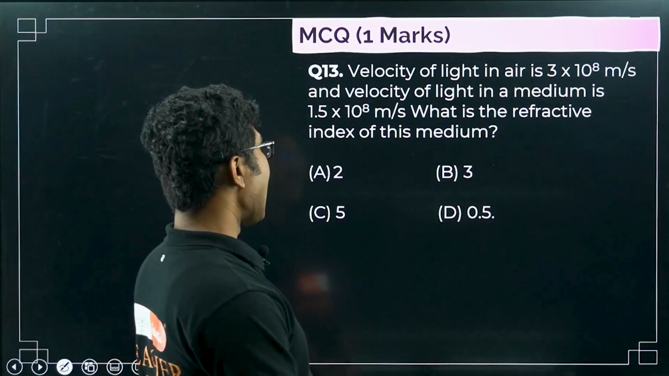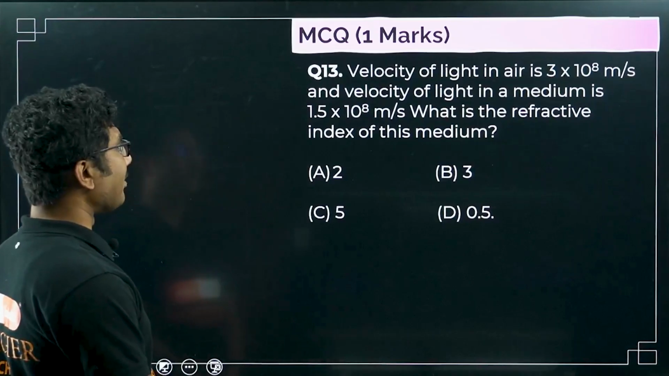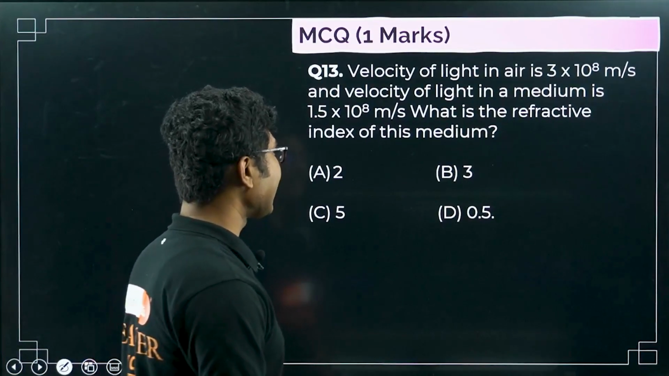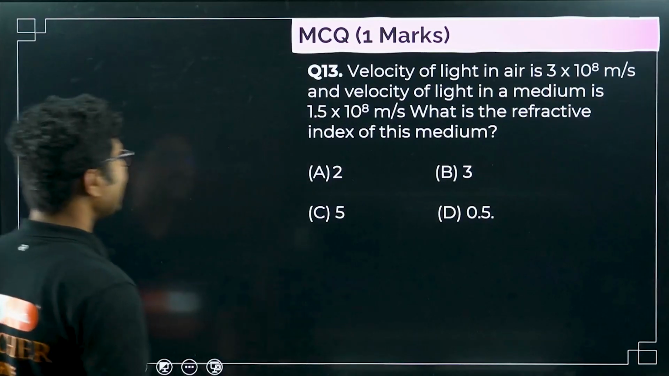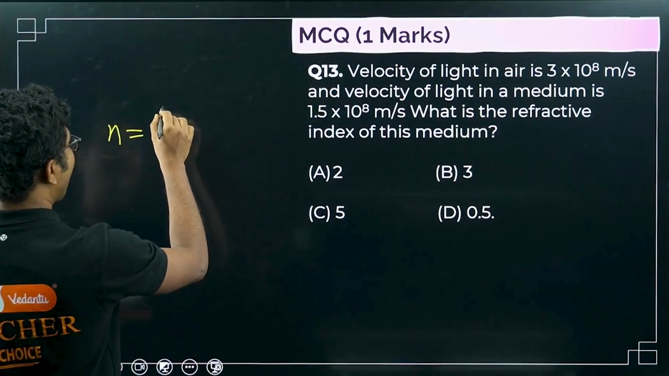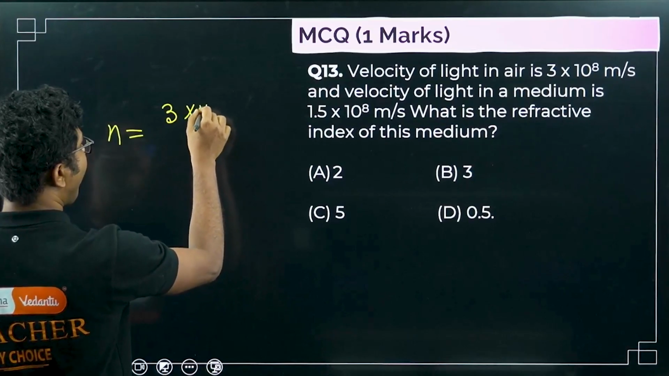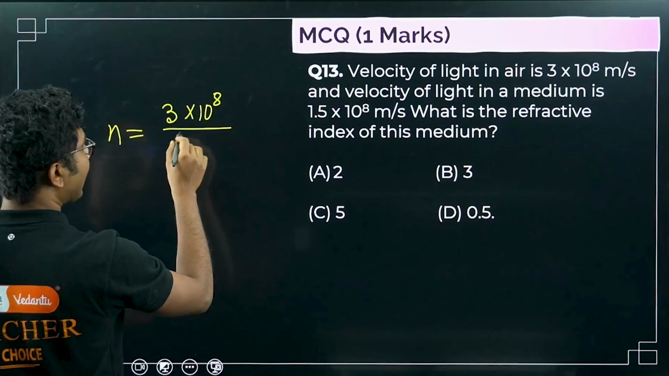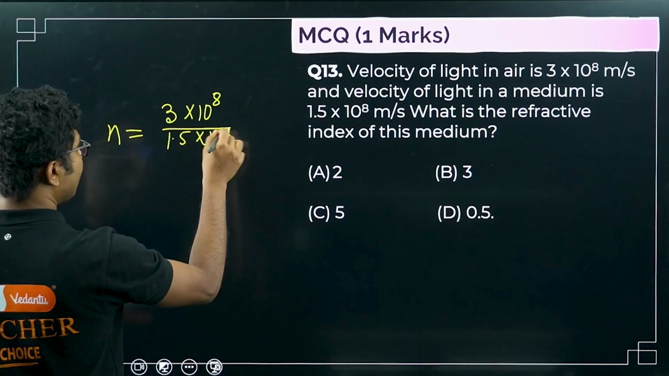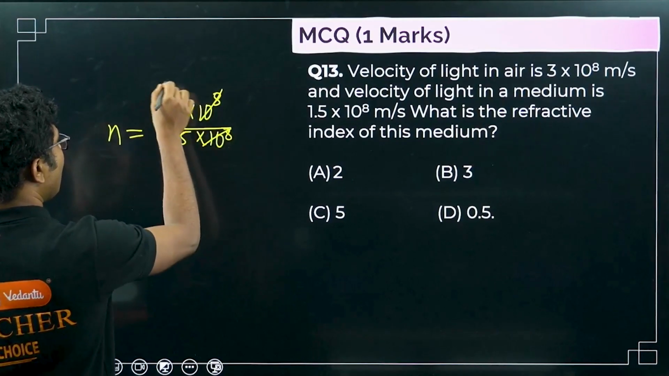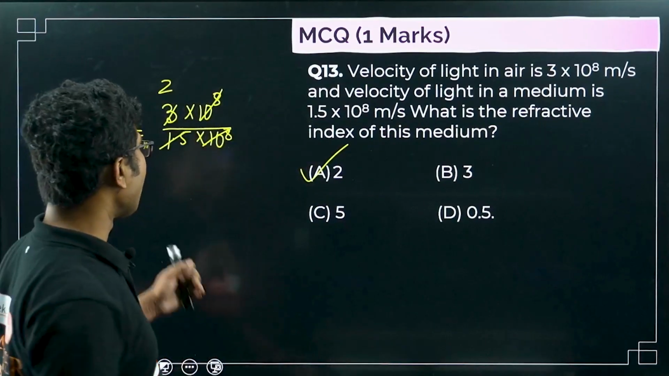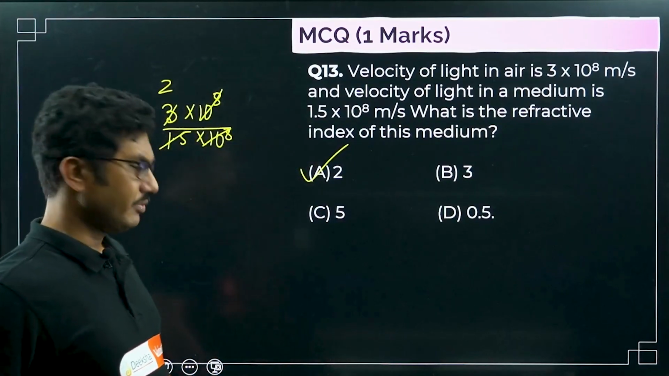Now next question, velocity of light in air is 3 times 10 to the power of 8 meter per second, and velocity of light in medium is 1.5 times 10 to the power of 8 meter per second. What is the refractive index of this medium? So refractive index is speed of light in vacuum divided by speed of light in that medium. Okay, so 10 to the power 8 cancels, so refractive index is 2. Simple formula. Only one line formula you have to remember to answer this question.